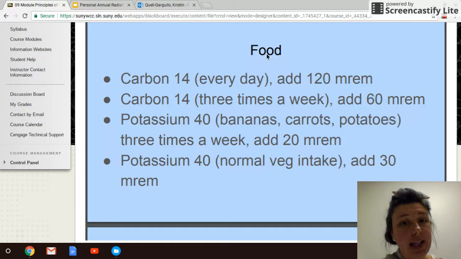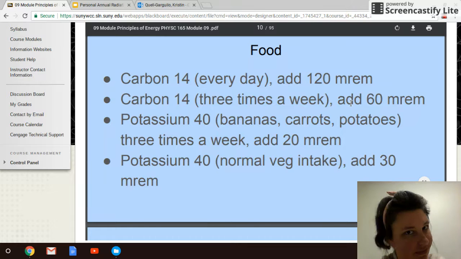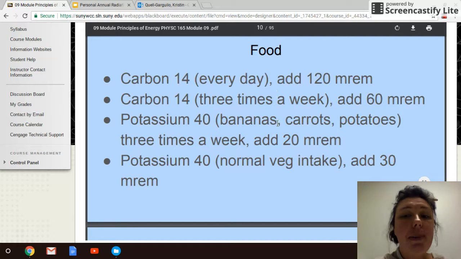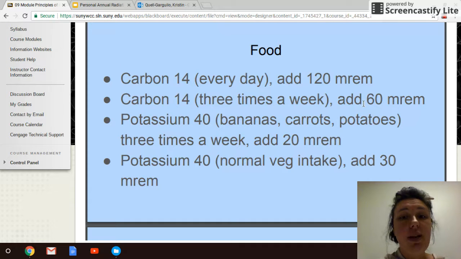So, vegans can skip this question. But if you ain't the vegan, you go to the other questions. If you happen to eat quite a bit of bananas, carrots, or potatoes, and you eat them about 3 times a week, you are consuming potassium-40, which is also radioactive. And so therefore, you give yourself a 20 mrem.